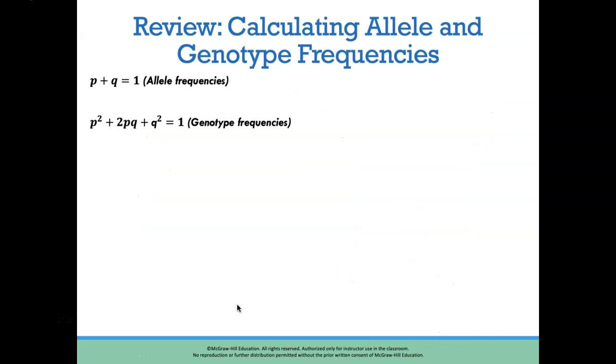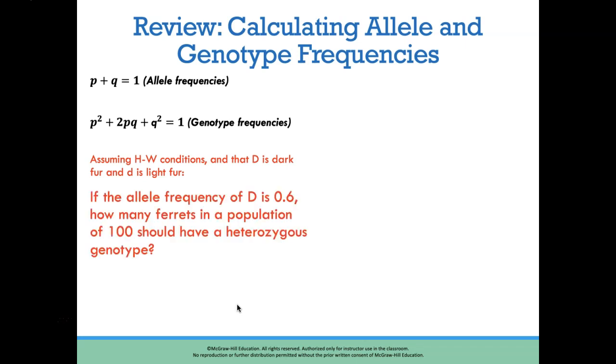So to review, these are the calculations for allele and genotype frequencies. Let's see if we can figure out another population question. Let's say big D encodes for dark fur and little d encodes for light fur in ferrets. If the allele frequency of big D is 0.6, how many ferrets in a population of 100 should have a heterozygous genotype? So pause here and see if you can figure this out.